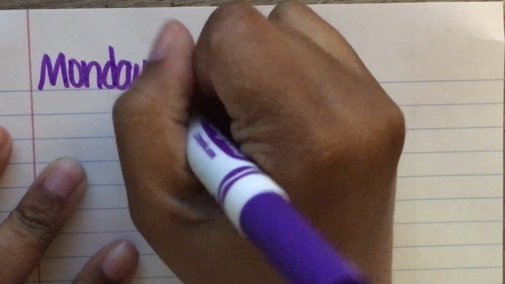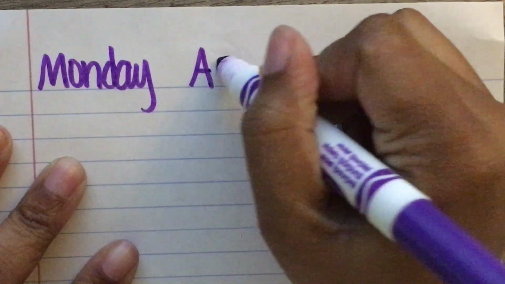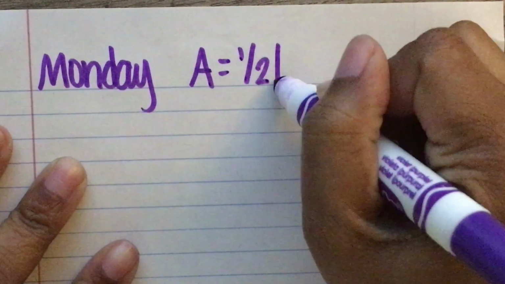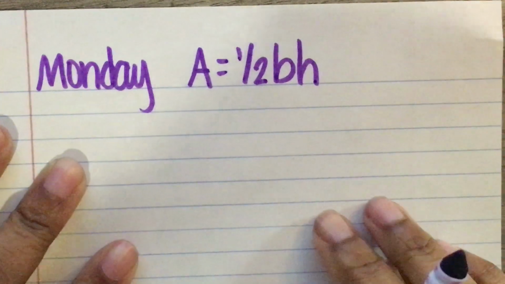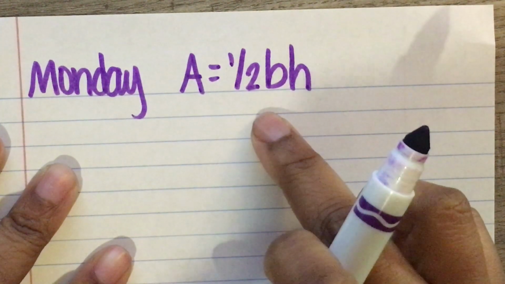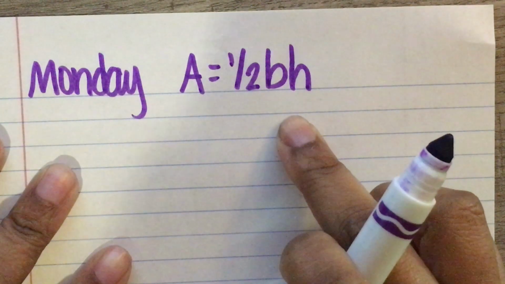We're in week 3, Monday. Monday, you're looking at the formula for area of a triangle. And the formula is area equals 1/2 base times height. So you're taking half the base and multiplying it by the height.